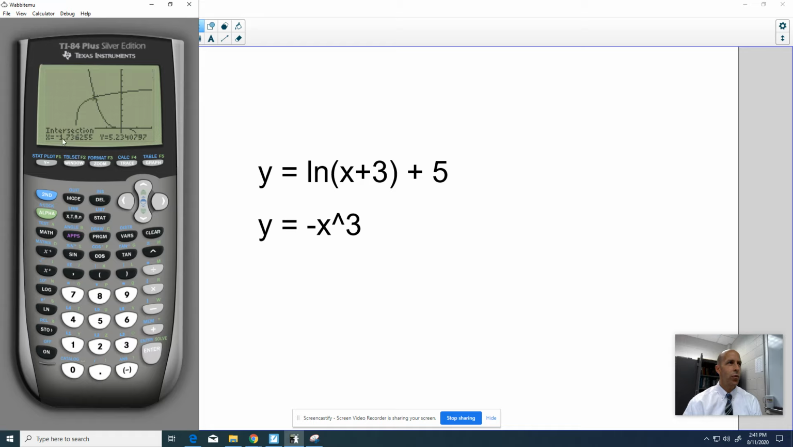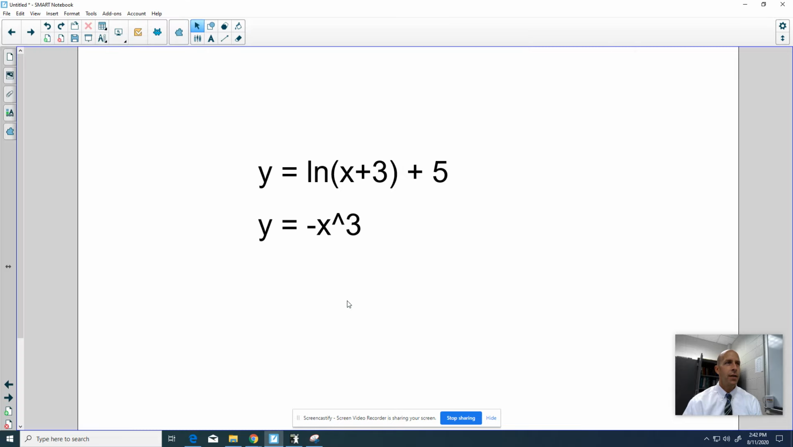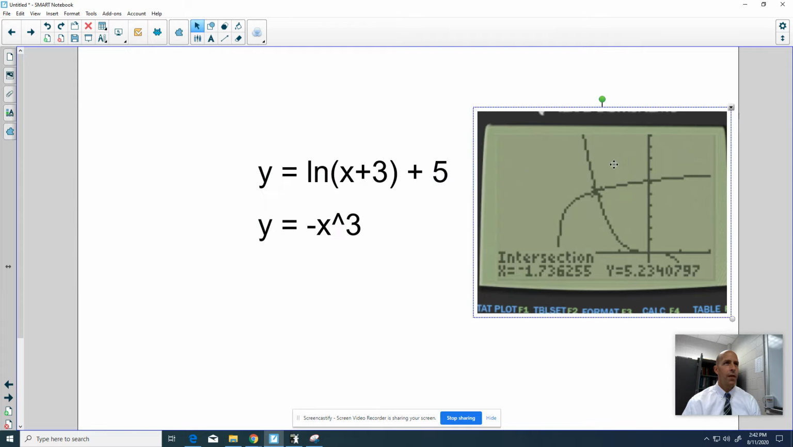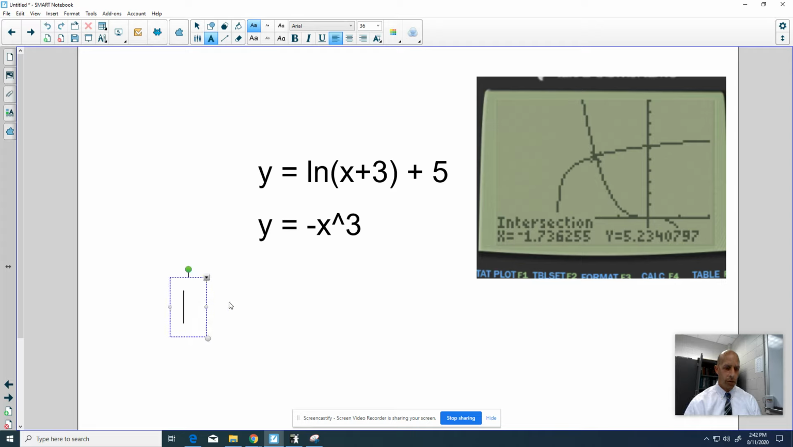I get -1.736 and so on, and 5.234. What I claim is that those two values, the value of x and y, and in fact I took a screenshot of it right here, if I copy this and paste that onto this right here, are solutions to this equation.